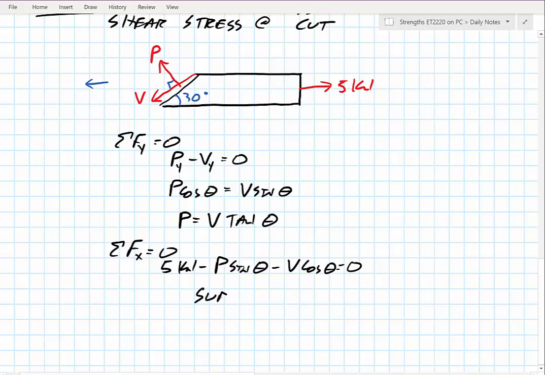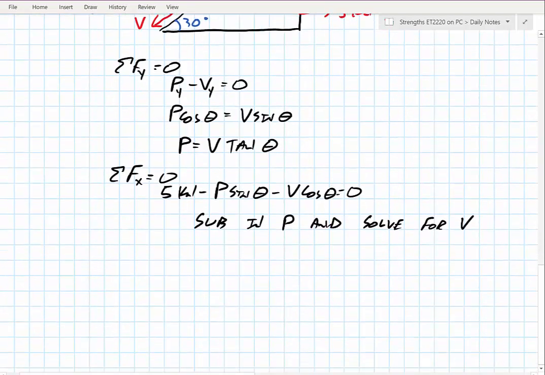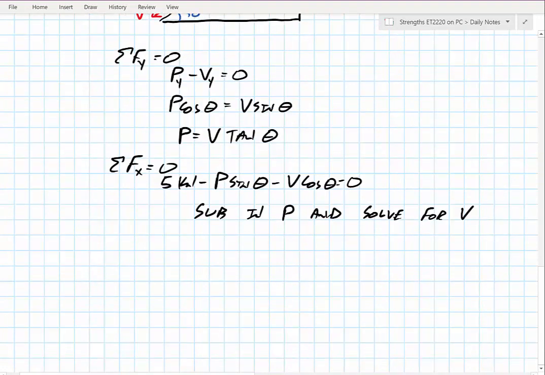So I have to have some way to solve it. What I'm choosing to do is sub in my P into this last equation, and solve for my shear force V in terms of the angle theta. So what I end up with is V, and you could do the algebra yourself, I'm going to jump ahead and assume you can, times sine theta tangent theta plus cosine theta is equal to 5 kilonewtons.